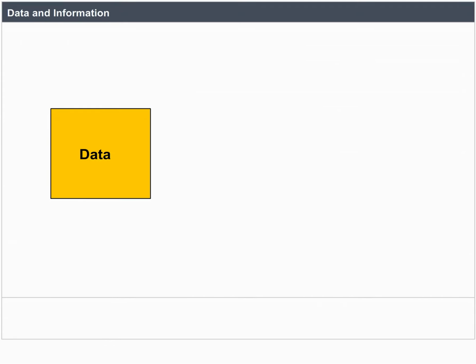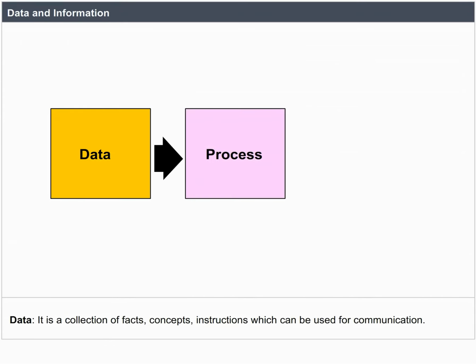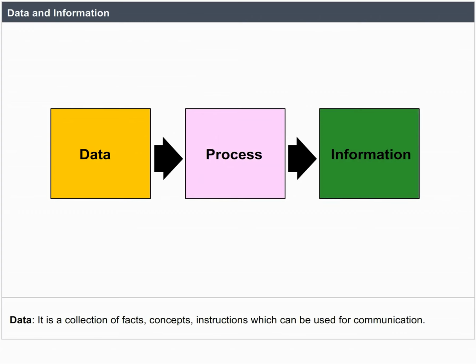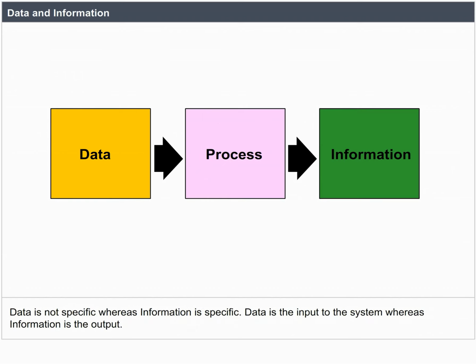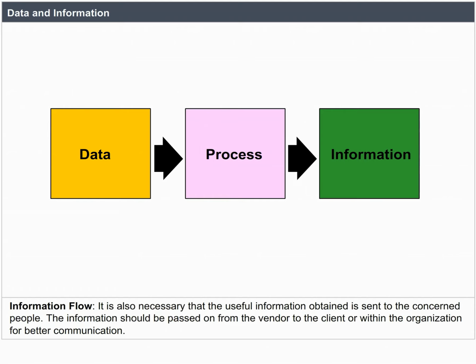Data and information. Data is a collection of facts, concepts, instructions which can be used for communication. Information is a part of data which is processed and organized so that specific actions can be taken. Data is raw, unprocessed facts and figures. Information is processed data. Data is not specific, whereas information is specific. Data is the input to a system, whereas information is the output.